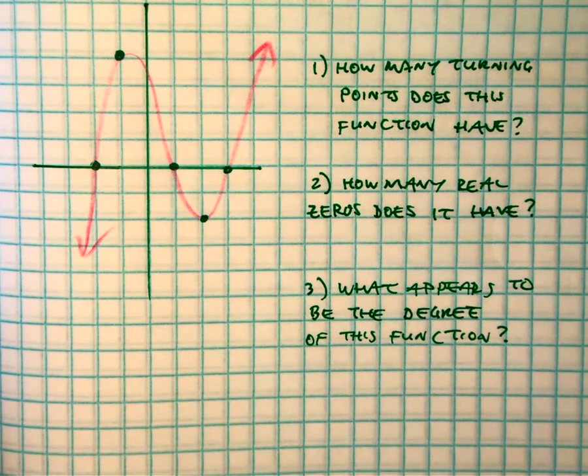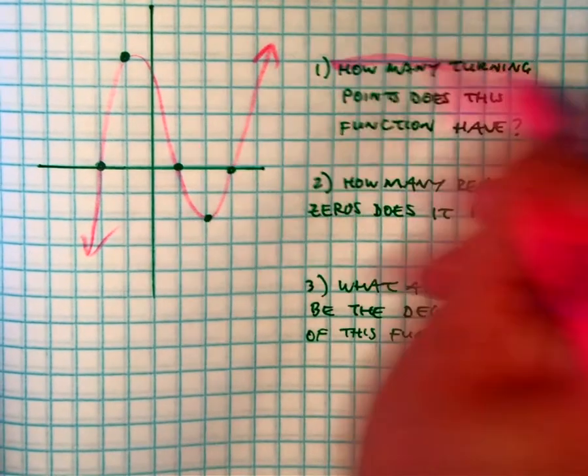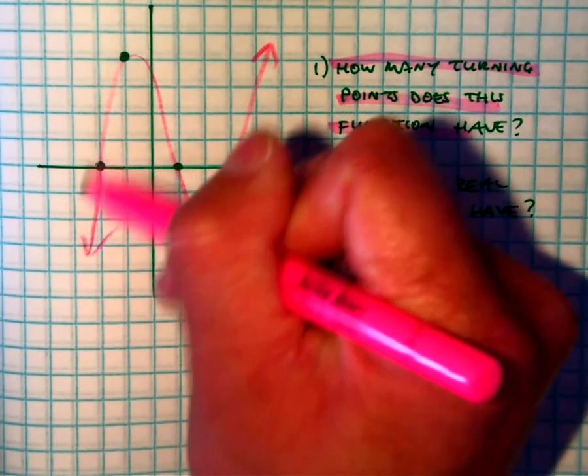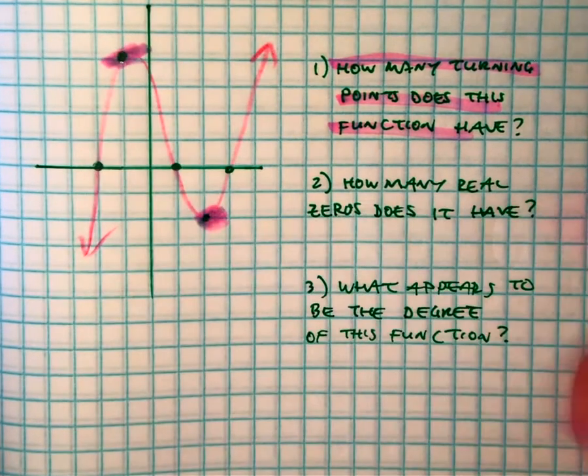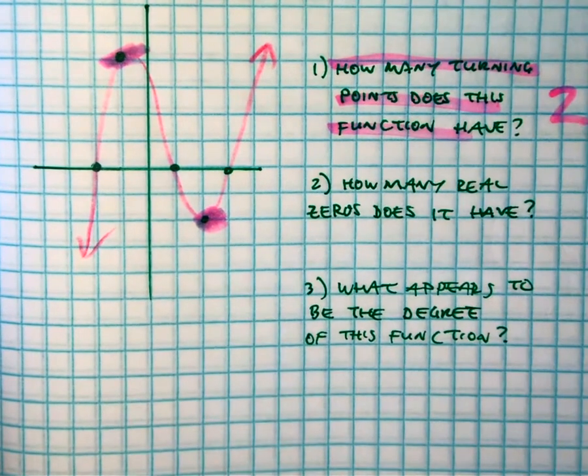So, question number 1. How many turning points does this function have? Let's count. Ready, set, go. 1, 2. So we have 2 turning points.